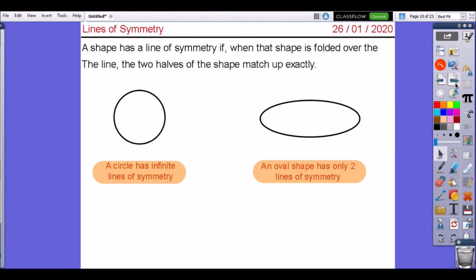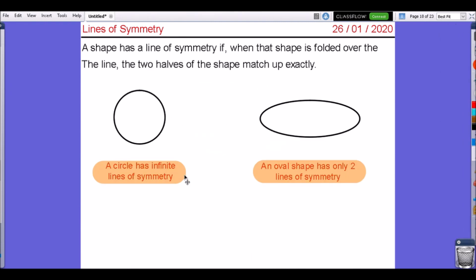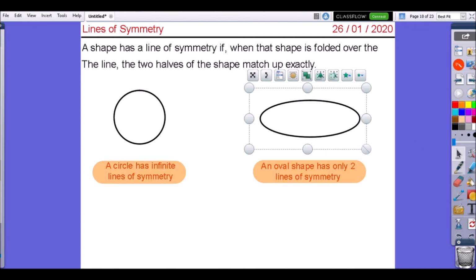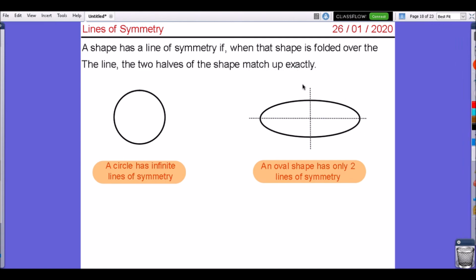All right, the next slide here is about circles and an oval shape. As we agreed in class, a circle has just endless lines of symmetry. So you cannot just count them. It's not only 1, 2, 3. It's infinite. So it is endless number of lines of symmetry. But while an oval shape has only 2 lines of symmetry, where are they? Here they are. Only 2 lines of symmetry, and this is how we draw them. You need to study all of this.